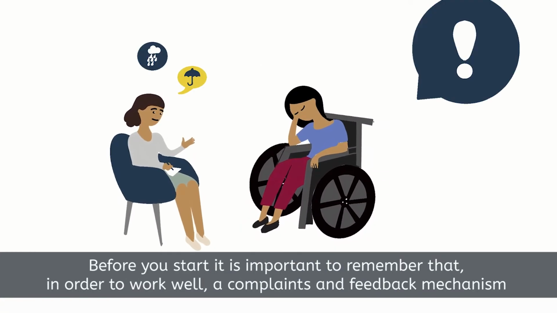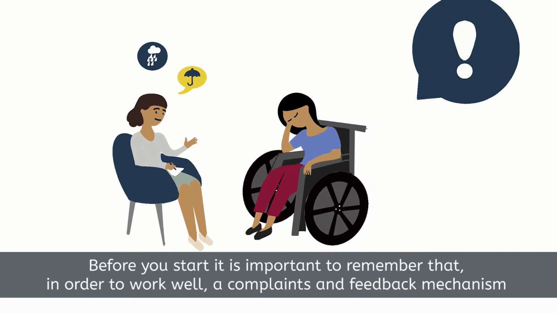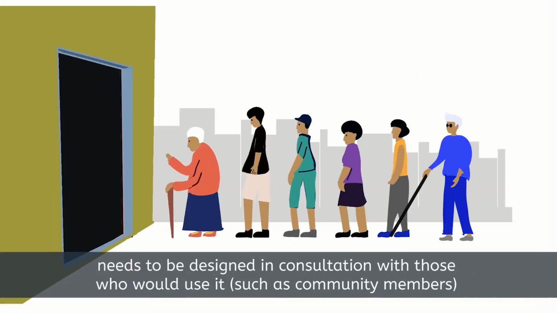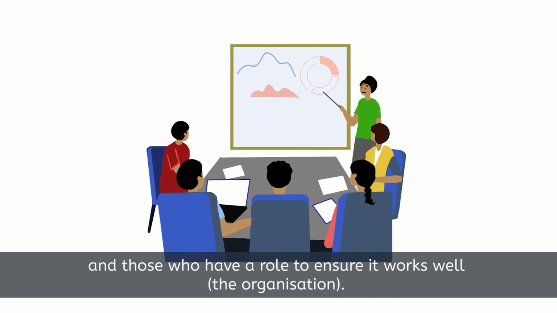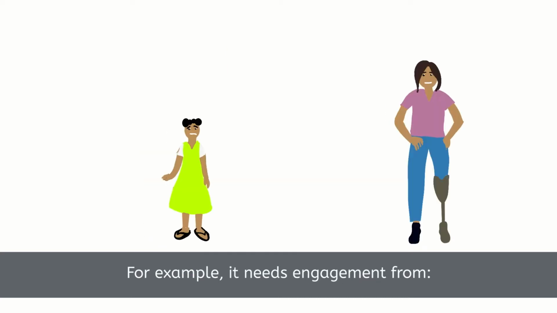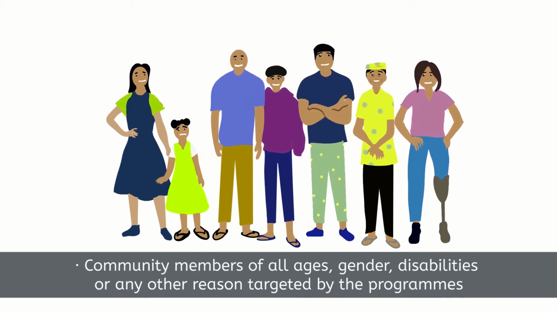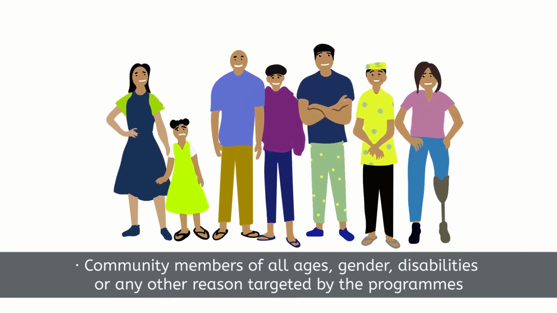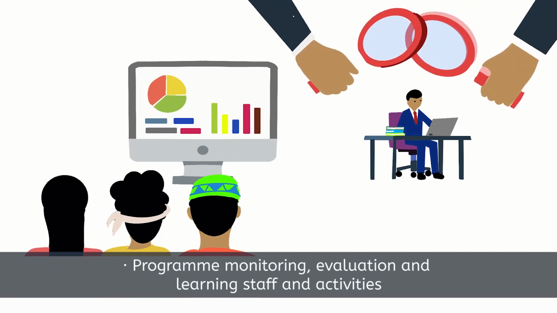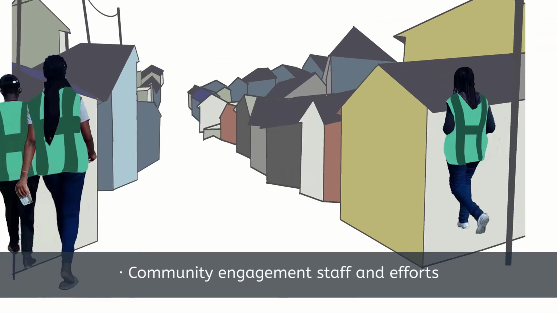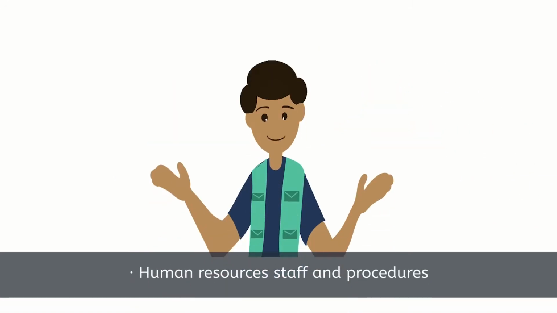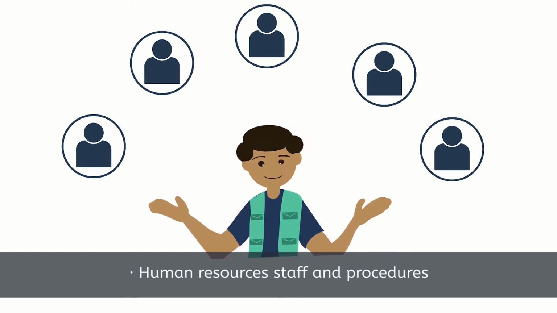Before you start, it is important to remember that in order to work well, a complaints and feedback mechanism needs to be designed in consultation with those who would use it, such as community members, and those who have a role to ensure it works well, the organization. For example, it needs engagement from community members of all ages, gender, disabilities, or any other reason targeted by the programs. Program monitoring, evaluation, and learning staff and activities, community engagement staff and efforts, finance and audit staff and procedures, as well as human resources staff and procedures.